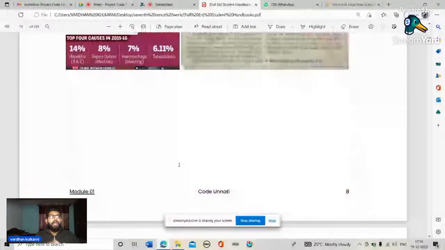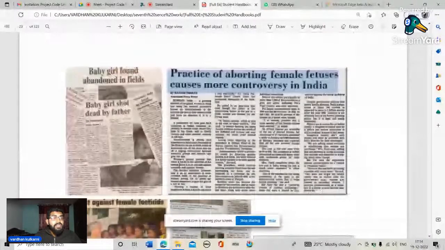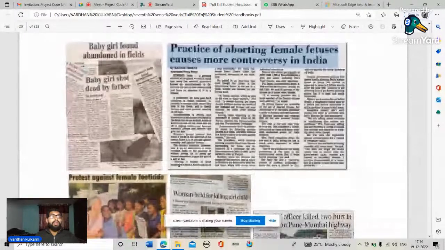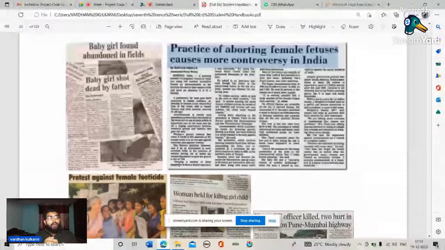Then again, we see a lot of baby girls found in abandoned fields. As I said, baby girls are unwanted. Most families want a boy child and avoid the baby girl. Baby girls are even shot dead by the father.